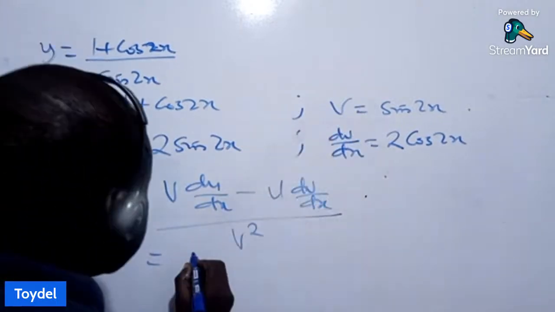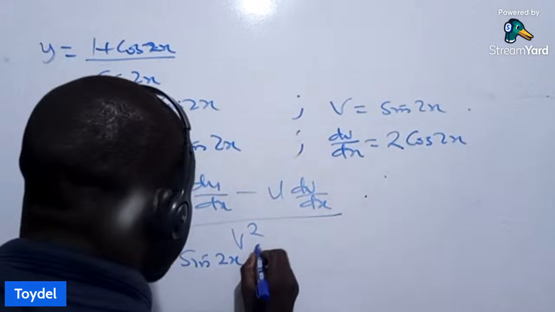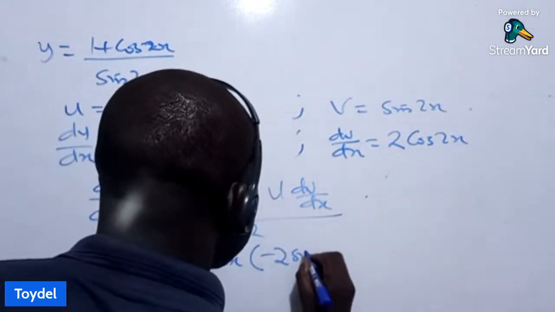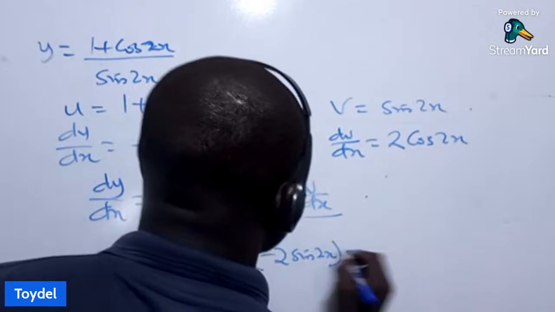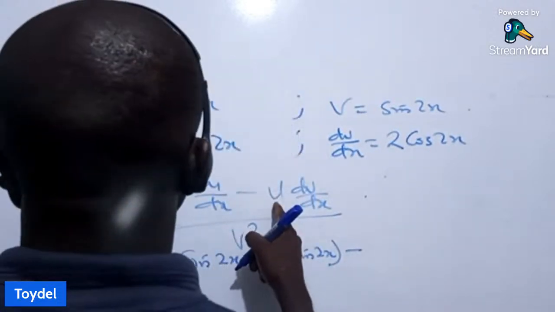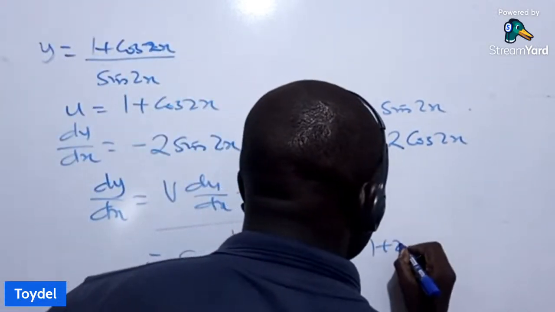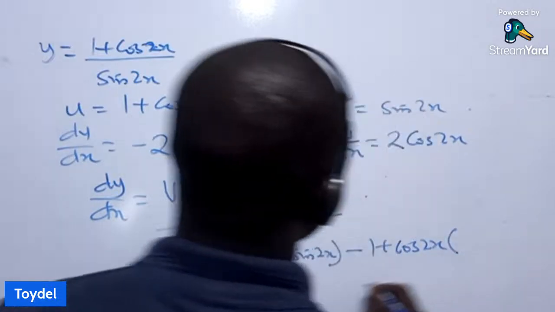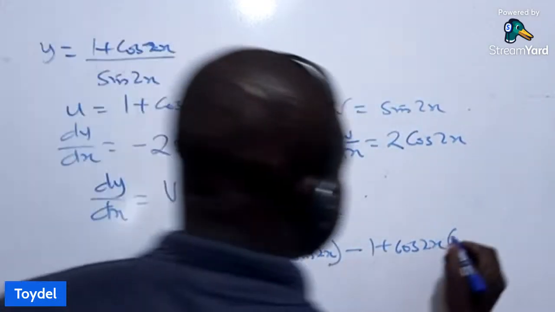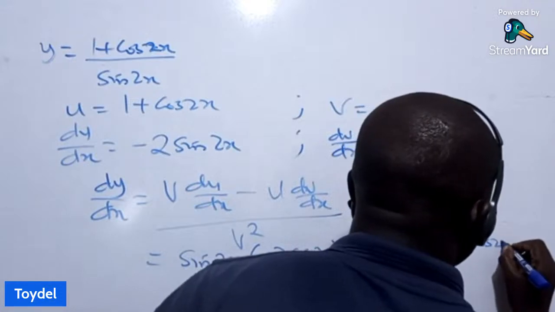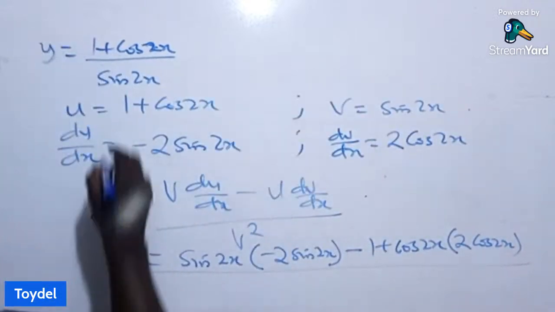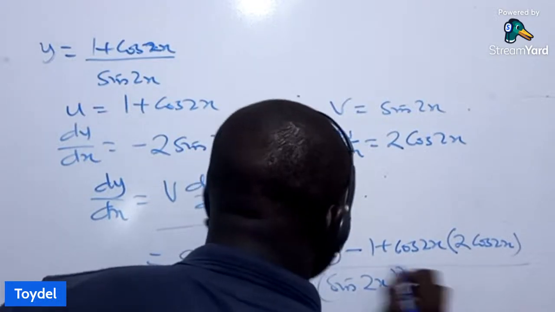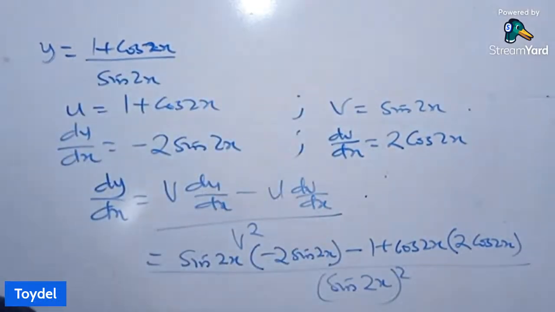So what is v here? sin 2x multiplied by du/dx. du/dx is minus 2 sin 2x. Then minus u. u is 1 plus cos 2x in brackets, and dv/dx is 2 cos 2x. Everything all over sin 2x all squared. That's what we are going to get.